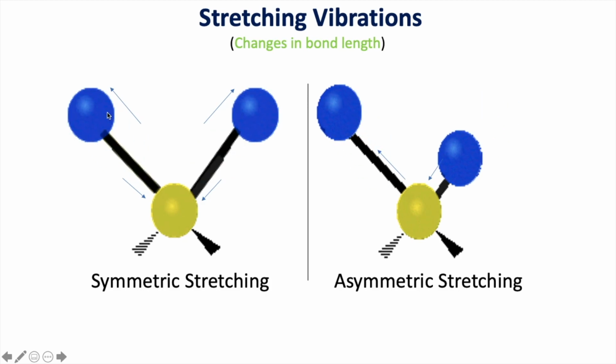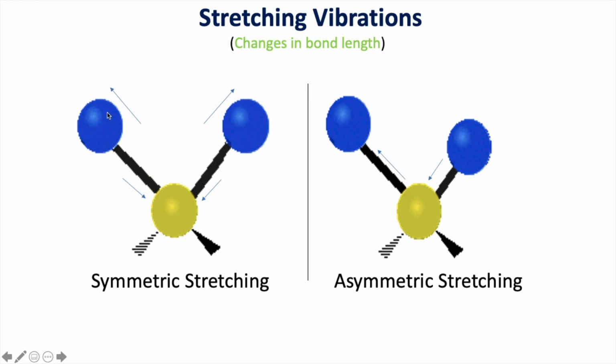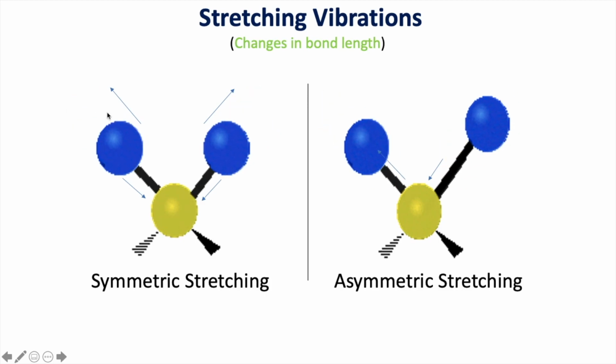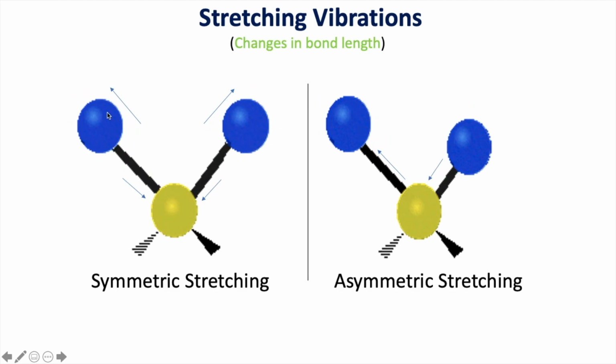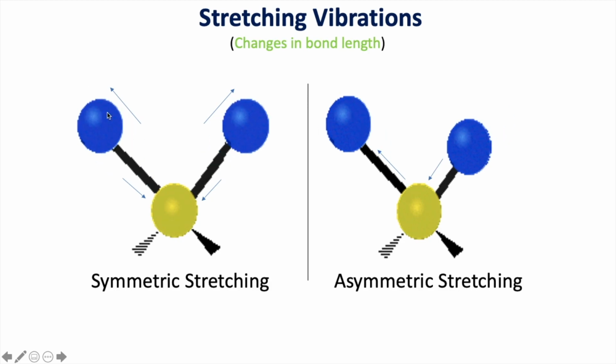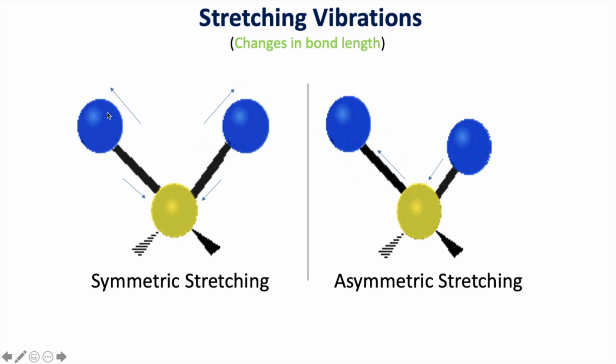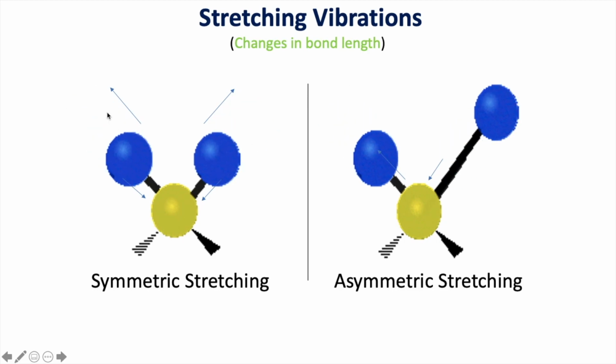Asymmetric stretching vibrations involve the movement of one of the atoms towards the central atom, whereas the other moves away from the central atom. Or in other words, we can say that one of the bonds is getting stretched and the other bond is getting compressed. So these two changes which are taking place, you can clearly see here.